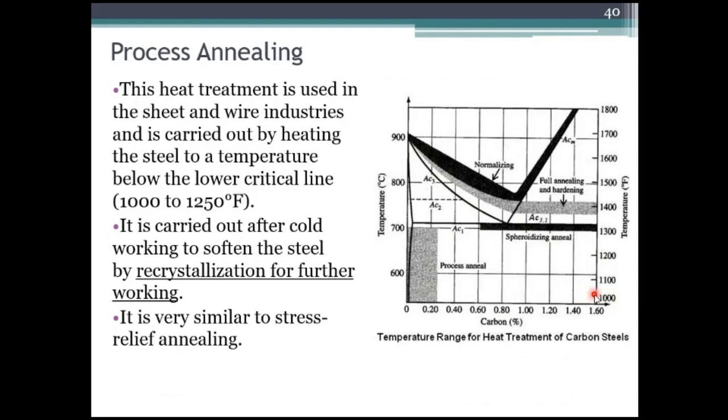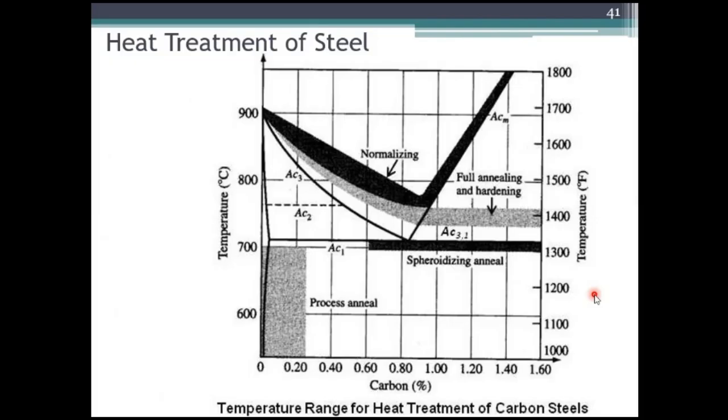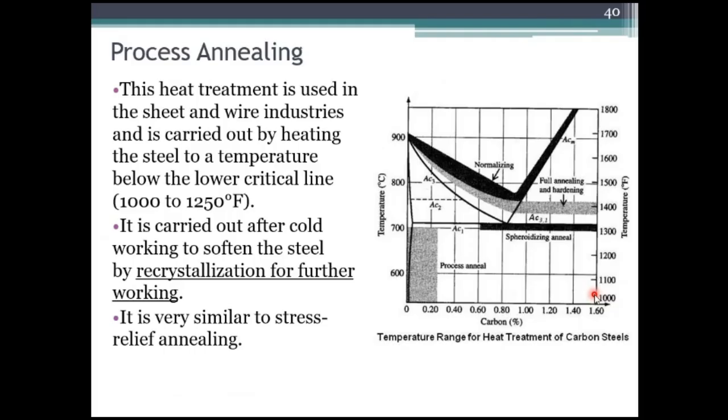Next is called process annealing. Process annealing is nothing but heating the material to around 1200 or 1300 degrees Celsius, and then cooling it slowly. It is mainly used to soften the material, where further recrystallization will not be possible. It will also be below the lower critical line, the AC1 line. Below that AC1 line only, it will be happening.